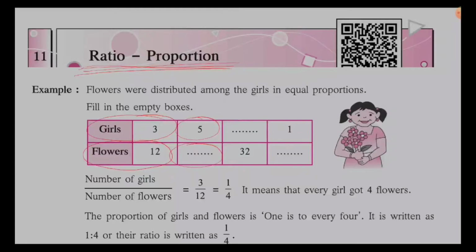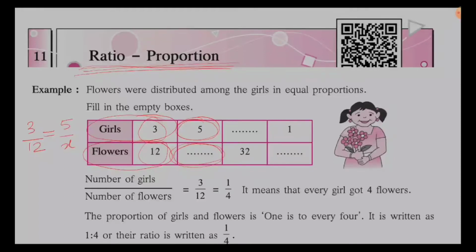Here we have given that if there are 3 girls, the number of flowers collected will be 12. So the ratio will be 3 upon 12, that is number of girls upon number of flowers. Now for the other box, 5 girls and how many flowers. We will put equal to, and the number of girls given over here is 5, but the number of flowers we don't know, so we will take it as x.